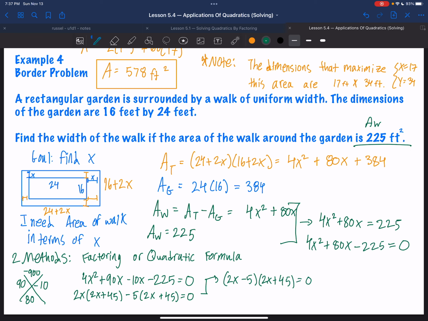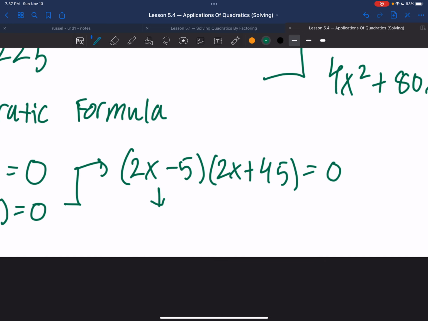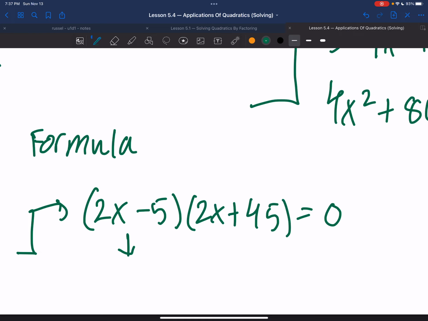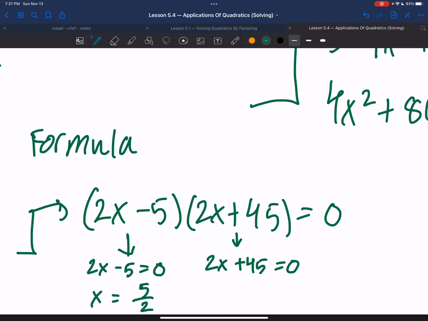So then what does x equal? Well, if 2x minus 5 equals 0, then x equals, add 5 over and divide by 2, x equals 5 halves. Or 2x plus 45 equals 0: subtract 45 and divide by 2, x equals negative 45 over 2.